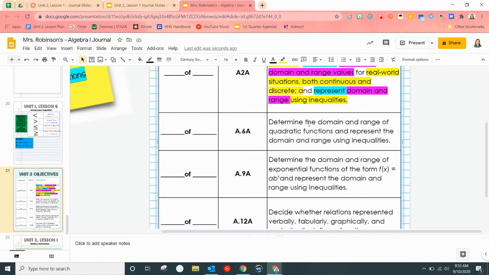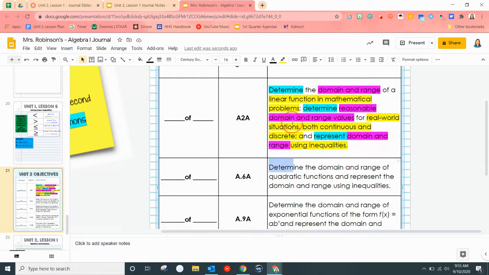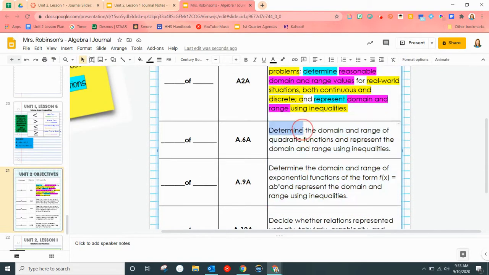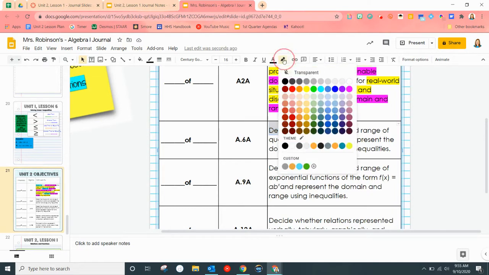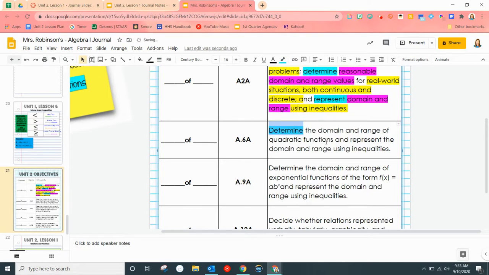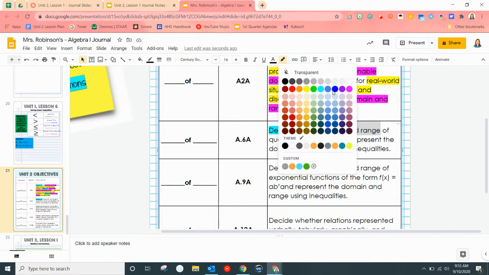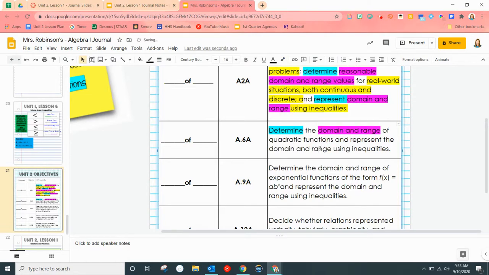So the next one, what's my verb? Well, I see determine again. So I'm doing my verbs in blue. I'm going to come back and choose that same blue color. So verbs are in blue. What am I determining? What's my noun? Well, I'm determining domain and range again. Yep. So I did my nouns in pink.